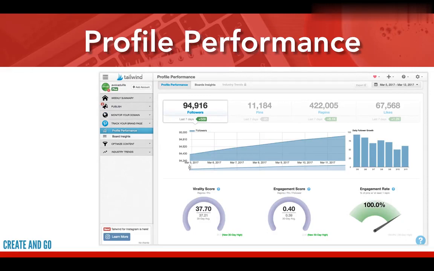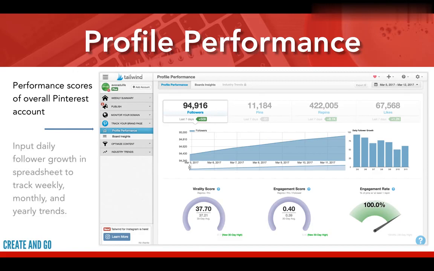The next topic we're going to go to is under the tracking your brand page, and it's going to be your profile performance. And right here is the performance scores of your overall Pinterest account. So this is sort of the stuff that I've been talking about, belonging to certain group boards or pinning spam or broken links. This stuff all affects your board scores. And this is how Tailwind ranks you. It doesn't necessarily mean that this is the exact way that Pinterest has it in their algorithm, and it's probably not, but I think it's a very large factor.